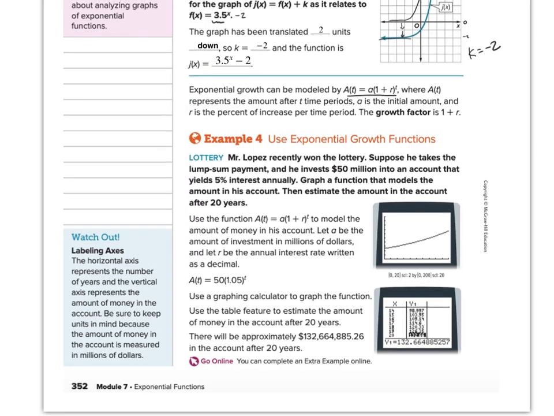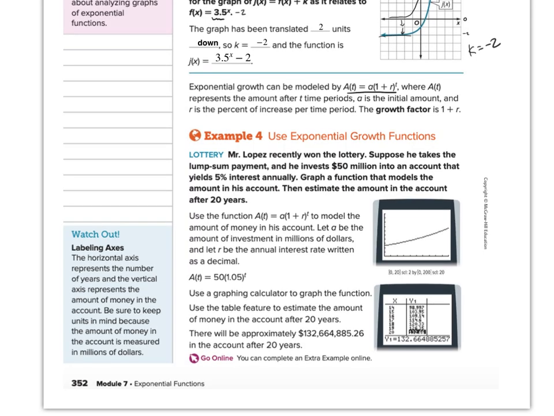And understanding that, you say Mr. Lopez recently won the lottery. Suppose he takes the lump sum payment and he invests $50 million into an account that yields 5% interest annually. Graph a function that models the amount of his account, then estimate the amount in the account after 20 years. Okay, again, your initial value, 50 million is what he put in.